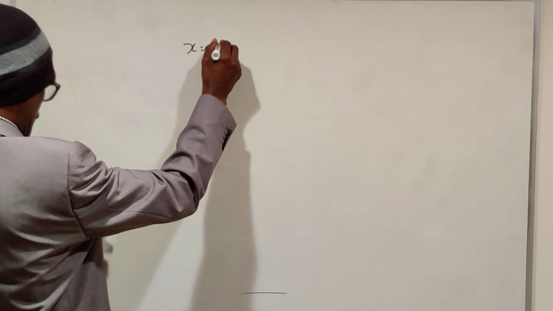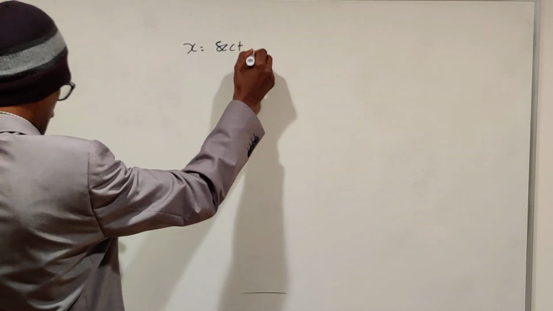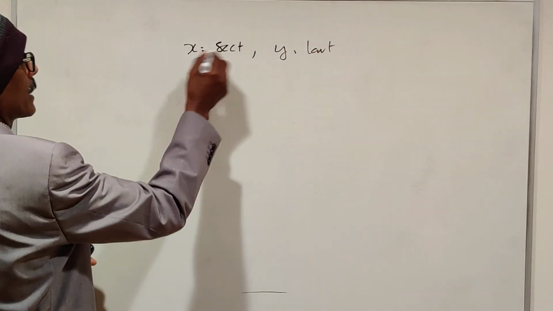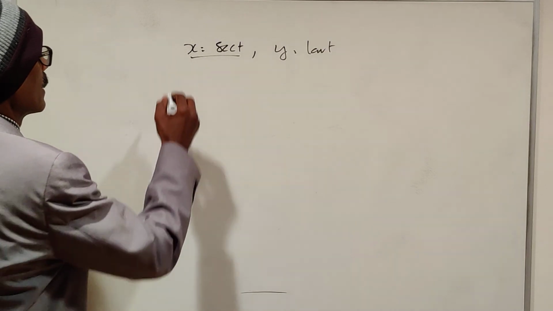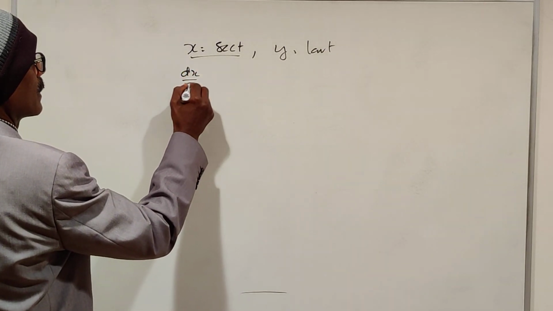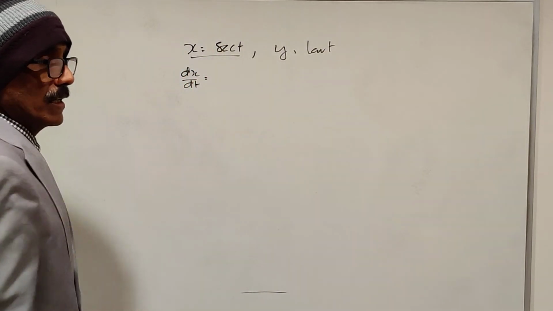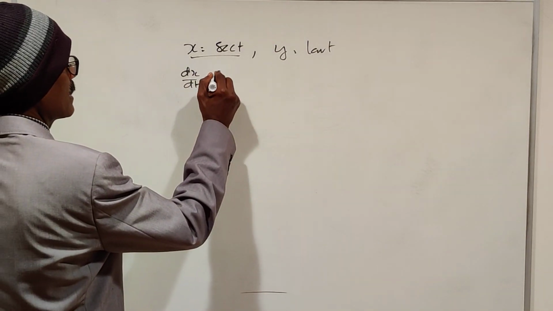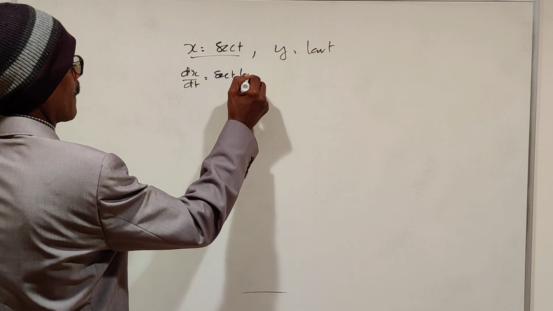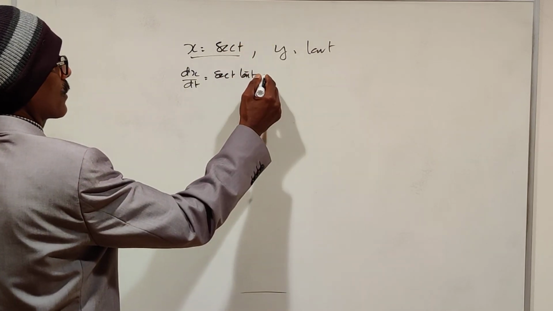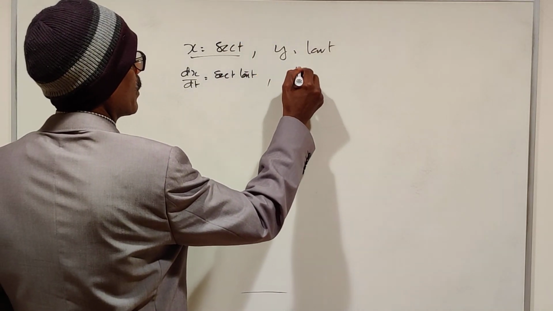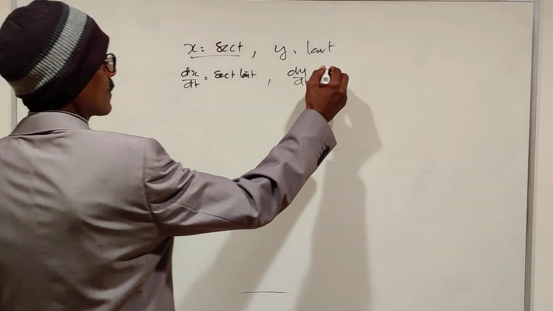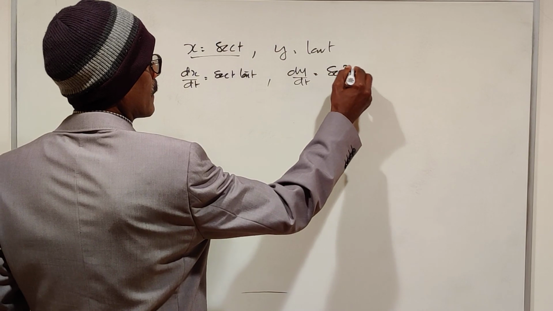x is equal to sec t, y is equal to tan t. Here we have x and t, so dx by dt. What is the derivative of sec t? Sec t tan t, into derivative of t, which is 1, you don't need to write that. Then dy by dt. What is the derivative of tan t? Sec square t.